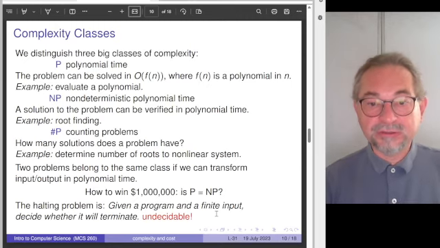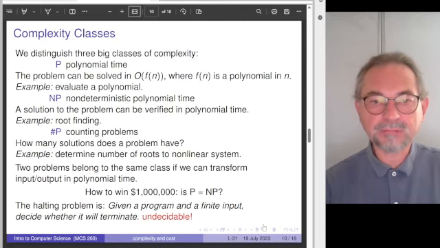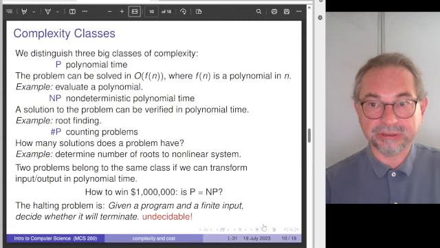Here is another undecidable problem. Can you find a program that, given a program and a finite input, decides whether that program will terminate or not? So this is an undecidable problem. You actually can't find an efficient solution for this problem. This is just a sample problem. There are many of those very important problems for which no efficient solution exists.